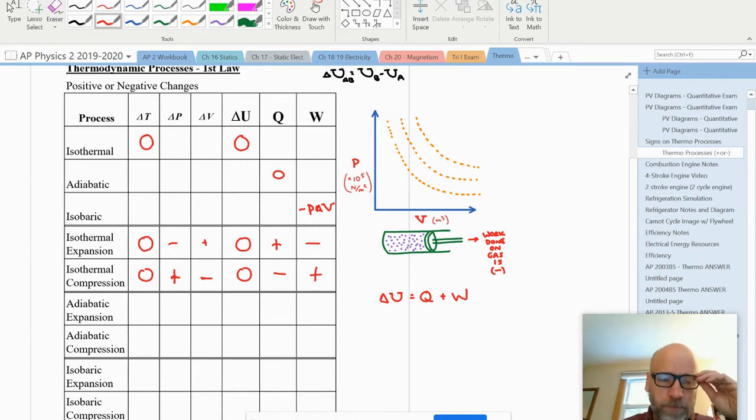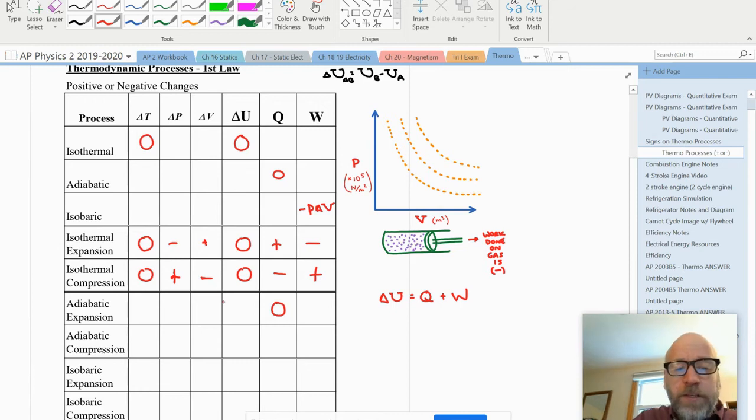Adiabatic expansion. Now, adiabatic expansion means Q is going to be 0. Expansion means the volume increases. So what's going to happen to the pressure? It's going to decrease. But what about Q and work?